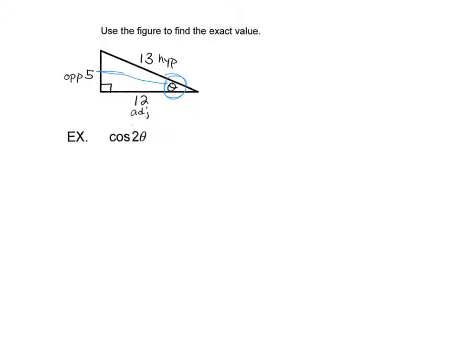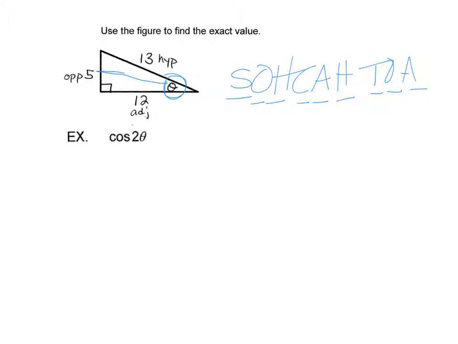So we're going to need SOHCAHTOA to do some of these problems. Remember that stands for the sine is the opposite over the hypotenuse, cosine is adjacent over hypotenuse, tangent is opposite over adjacent. We're asked to find the cosine of 2 theta. And the cosine of 2 theta formula has 3 different options, and you can pick whichever one you want to. And since I have all 3 sides of the triangle, it would be easy to use both sine and cosine.